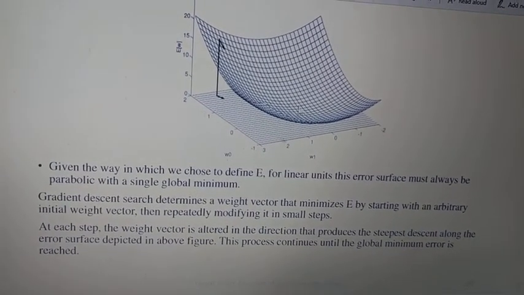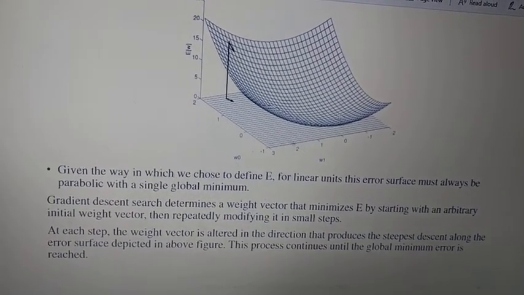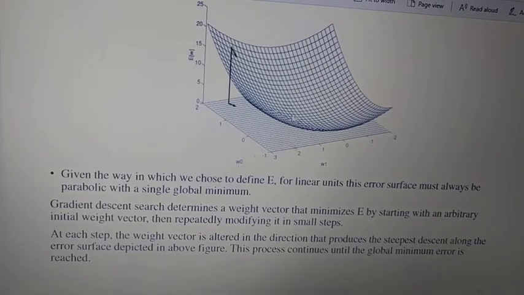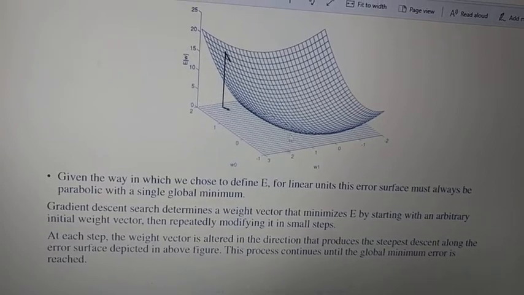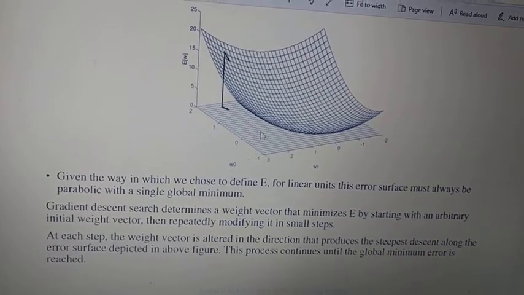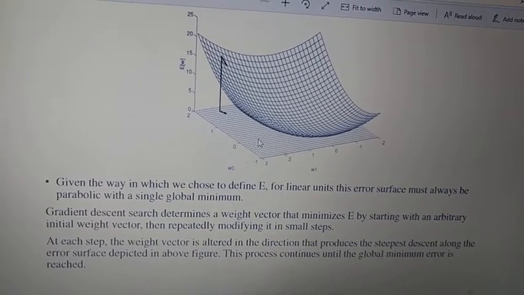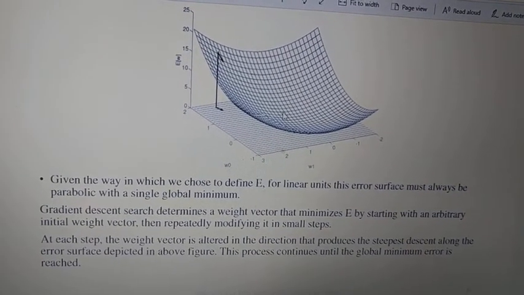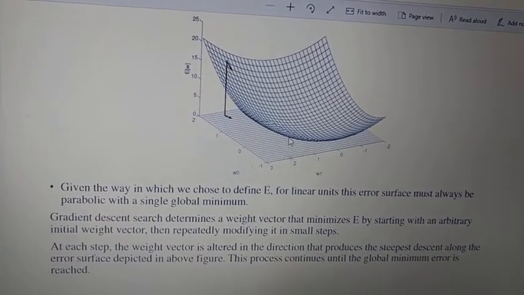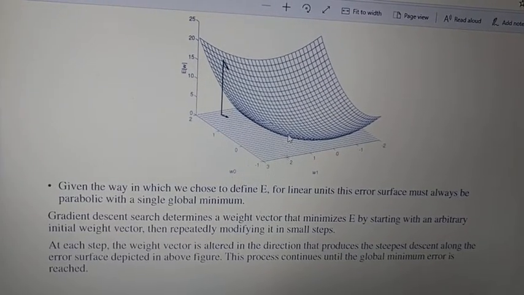At this global minimum, we say that the error is completely reduced, and when the error is completely reduced, the predicted value is near to the target concept, or the predicted value is equal to the exact value, when the error is decreased or when the error is 0.